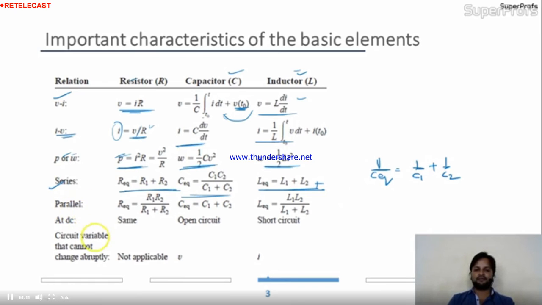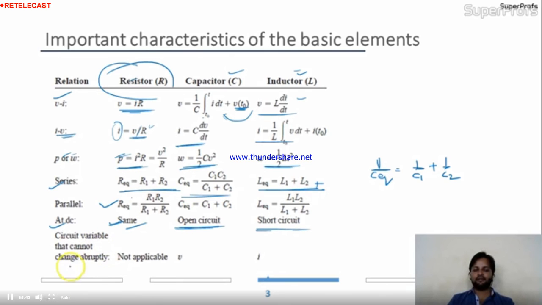Come to the parallel now. For the parallel circuit, the R equivalent is R1 R2 by R1 plus R2. L equivalent is L1 L2 divided by L1 plus L2. Okay. For the DC, the resistance is same. Whatever resistance is given in the circuit will be same. But for the capacitor, in the DC condition, it behaves like open circuit, and the inductor behaves like short circuit. Is it clear to you?